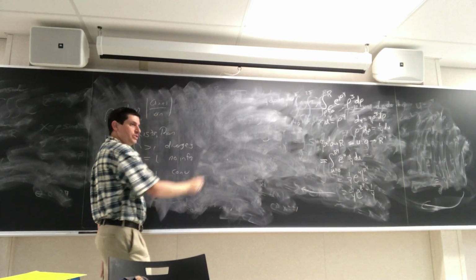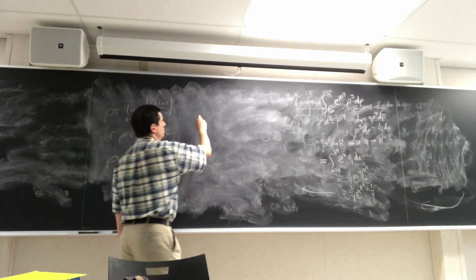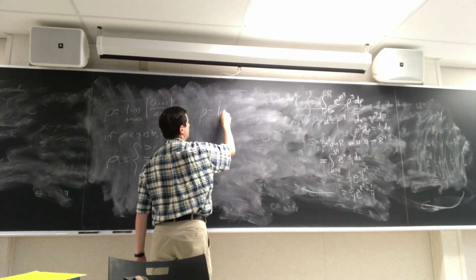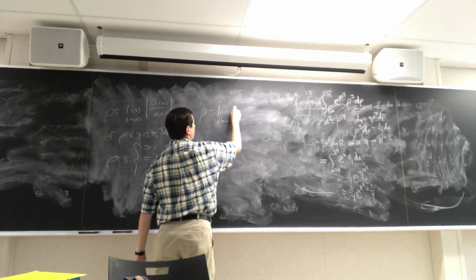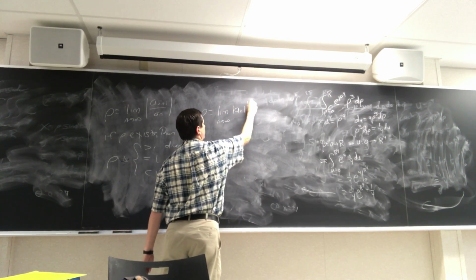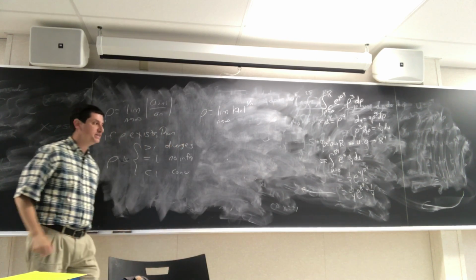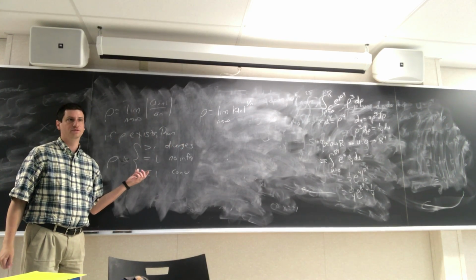This is the ratio test here. The root test would be rho equals the limit as n goes to infinity of the absolute value of a_n to the 1 over n. And what's nice is it's the same condition on rho.